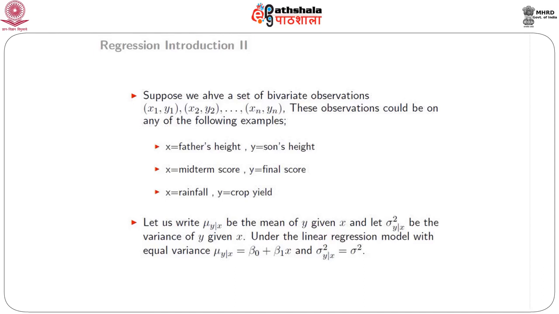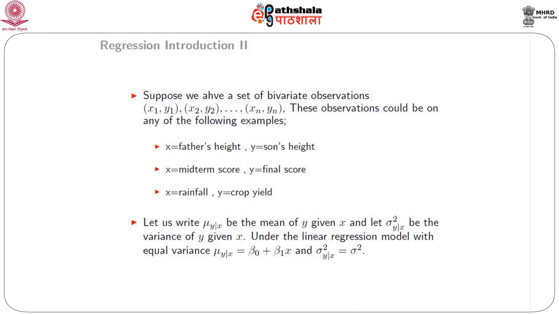Similarly, we can have another example where x is the midterm score of a student and y is the final score. Again, x could be rainfall and y could be the yield of crop. In each of these cases, there is an underlying chance that x and y are correlated to one another, and thus fitting a simple linear regression model is appropriate. So, let us also define a few terms that we will be using in the next few slides.